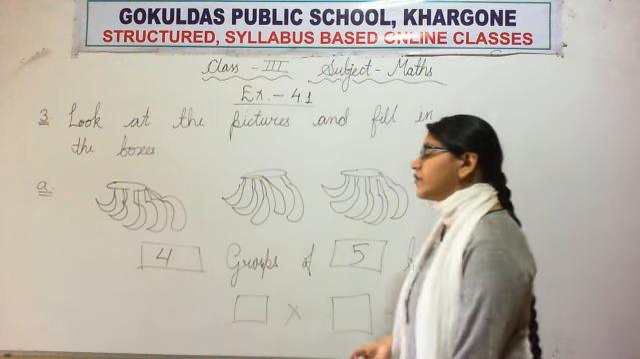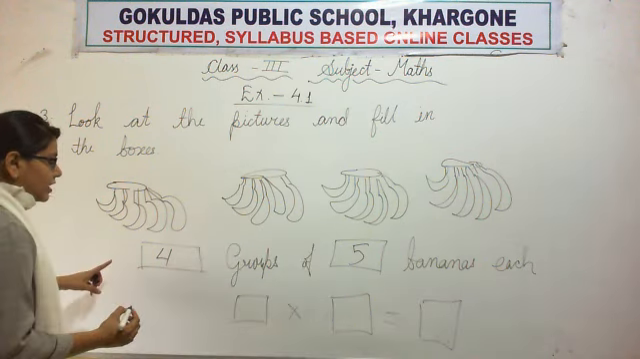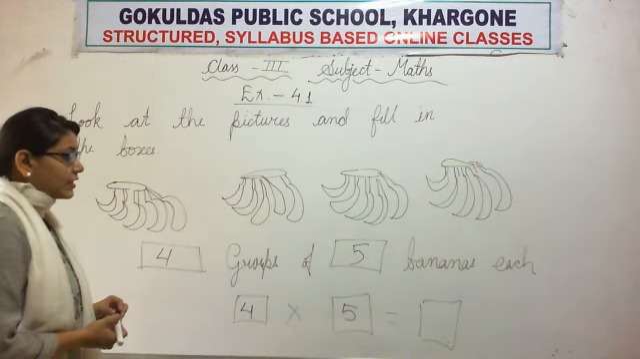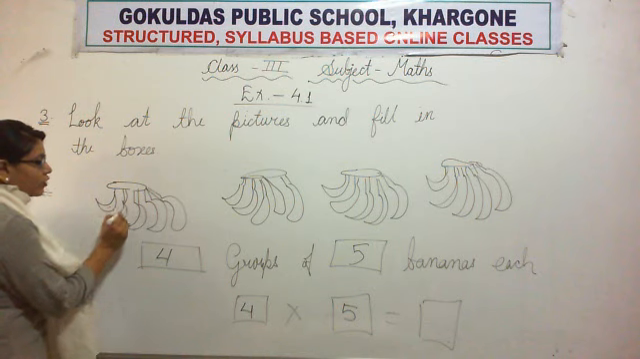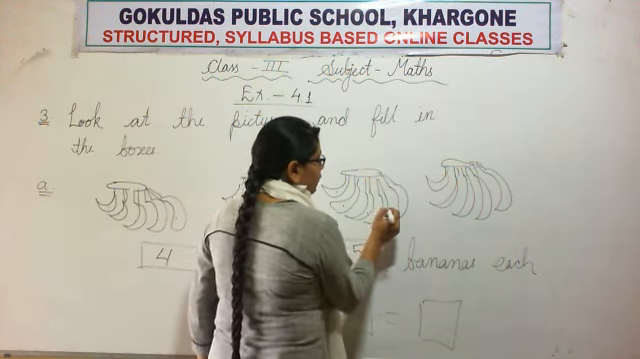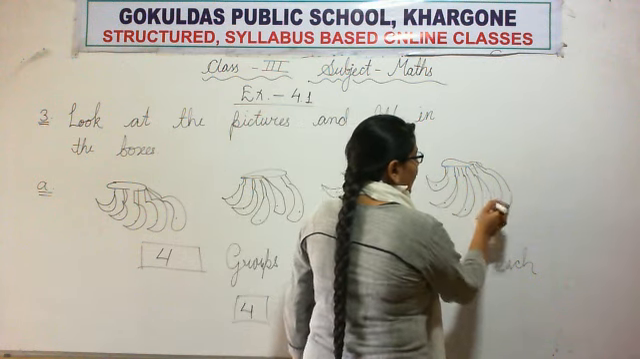So let's write it in the form of a multiplication sentence. 4 times 5 or 4 into 5 is equal to how many? Let's count. 1, 2, 3, 4, 5, 6, 7, 8, 9, 10, 11, 12, 13, 14, 15, 16, 17, 18, 19, 20.